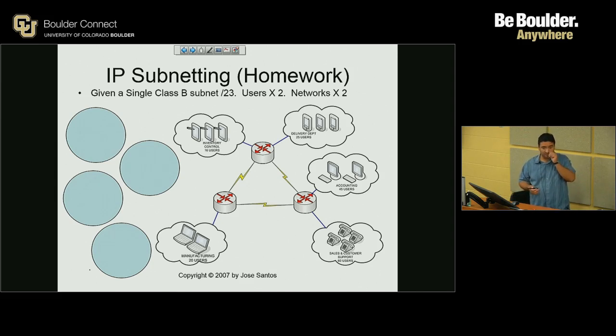Okay? So if I give you slash 22, how many slash 24s do we have? Well, how many bits do we have to play between these two? 2 bits. How many combinations do we have? One is 00, 01, 10, and 11. So we know it's going to be groups of four. When I give you slash 22, you're going to have four slash 24s.